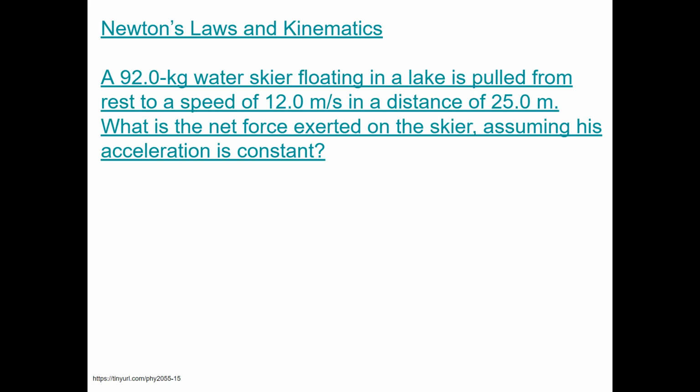The first one says a 92 kilogram water skier floating in a lake is pulled from rest to a speed of 12.0 meters per second in a distance of 25.0 meters. What's the net force exerted on the skier, assuming the acceleration is constant?